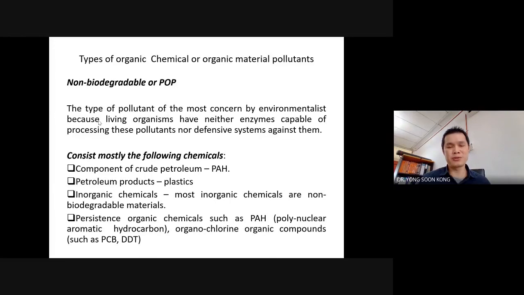And I'm sure now you can see a lot of strange words, strange keywords. And I'm going to spend a little bit of time and explain to you one by one. Okay. So following with the non-biodegradable organic pollutants. In other words, we also call it POP. POP stands for persistent organic pollutant. POP.